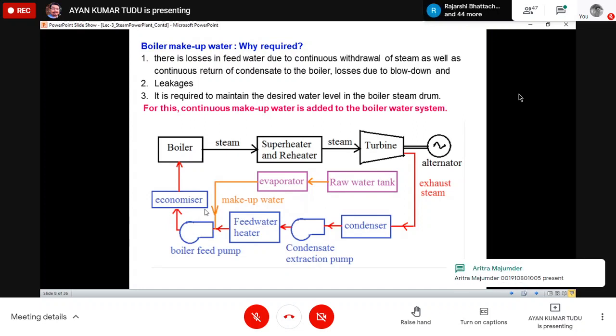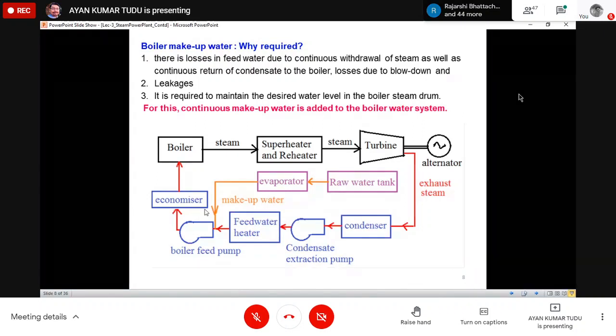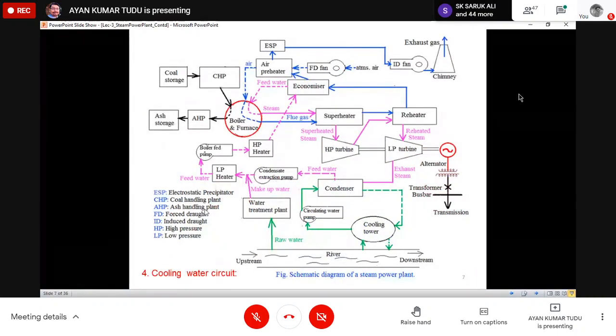Before we go to the next slide, can you tell me why it is required to heat the air and the feed water in this circuit? As you can see, we are using the temperature of the flue gas to heat the feed water, and we are also using the flue gas, that is the combustion gases produced after burning coal. So why are we using the temperature of the flue gas to heat the feed water and the air that is going into the boiler?